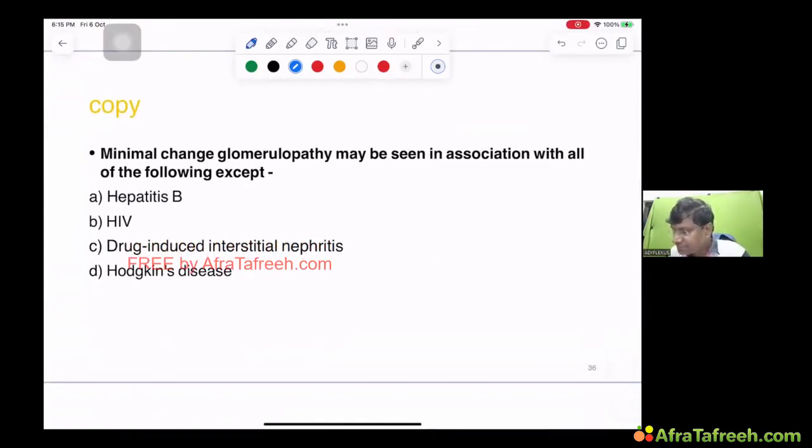Minimal change glomerulopathy may be seen in association with all of the following except: Hep B, HIV, drug-induced interstitial nephritis, and Hodgkin's. Now, if you take the etiologies of MCD, we have discussed drugs, we have discussed toxins, we have discussed infections, we have discussed the tumors.